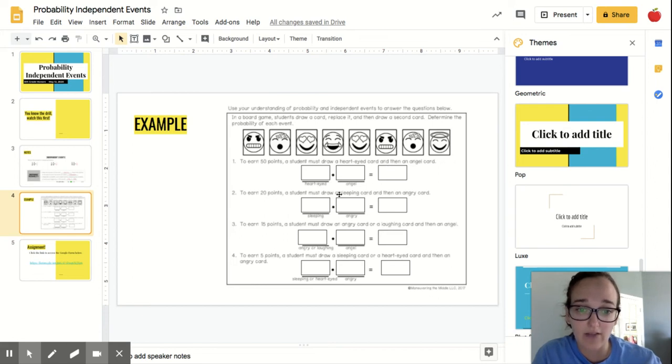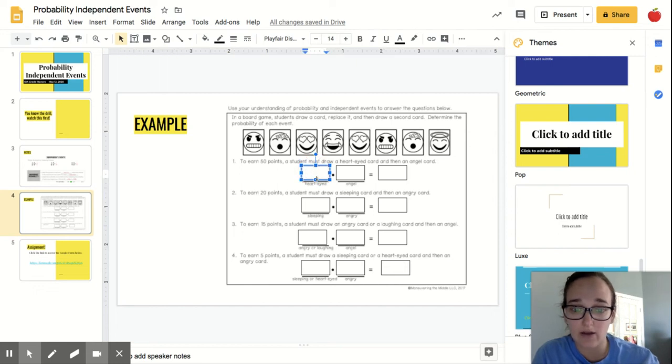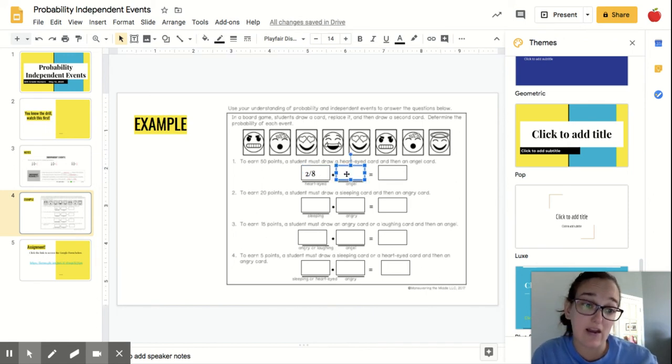So they've got it lined out here, which makes it really easy. A heart-eyed card, what's the probability that I'm going to get a heart-eyed card? Well, there's 1, 2 heart eyes out of how many total cards? 1, 2, 3, 4, 5, 6, 7, 8. And I don't have to simplify that. I can if I want to. My answer does need to be simplified though.